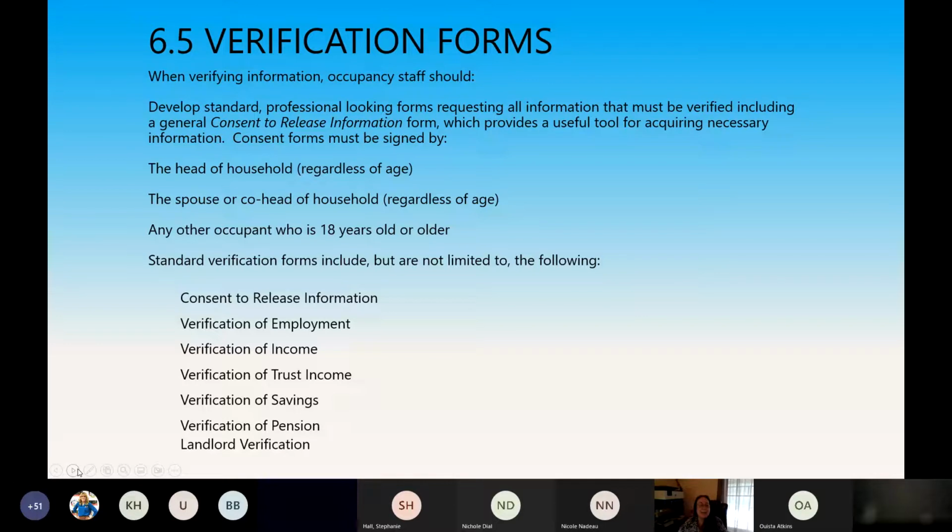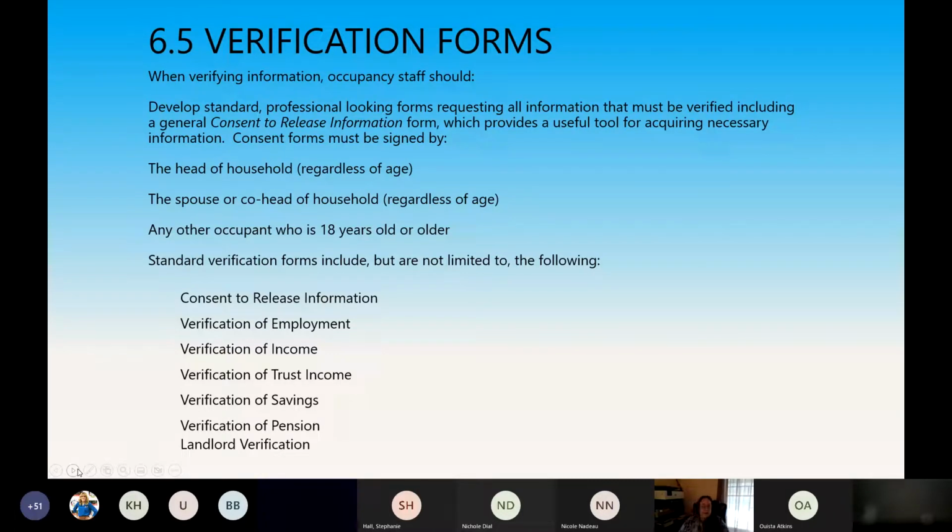Develop standard professional looking forms requesting all the information that has to be verified, including a consent to release information, which provides a useful tool for acquiring necessary information. Consent forms must be signed by the head of household, regardless of age, spouse, co-head, regardless of age, and any other occupant who is 18 or older. I'm a big proponent of 5-year calendars for your staff, so you can time out things. When your people are going to turn 18 and they're still in the house, they need to sign those forms for you.